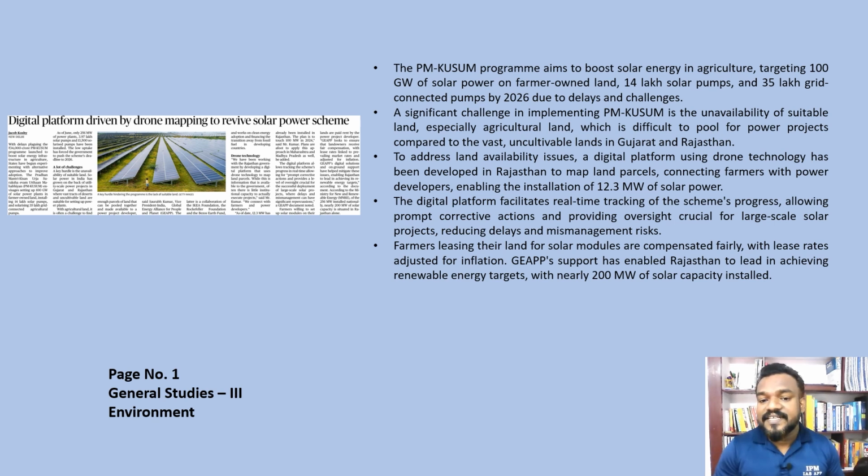Here they are saying that in order to address the unavailability of suitable land for the implementation of this program, a digital platform using drone technology has been developed in Rajasthan to map land parcels, connecting farmers with power developers, enabling the installation of 12.3 megawatt of solar power. So that is an important highlight here.